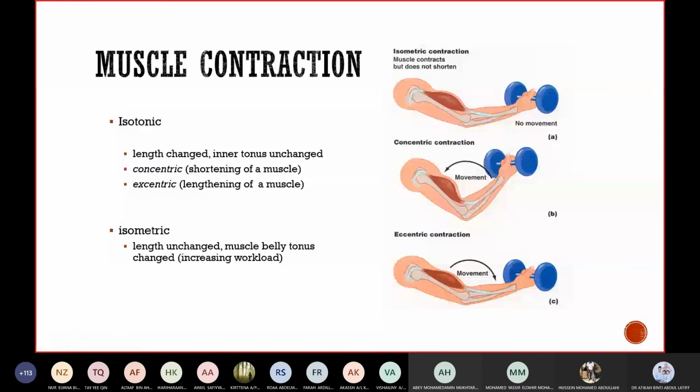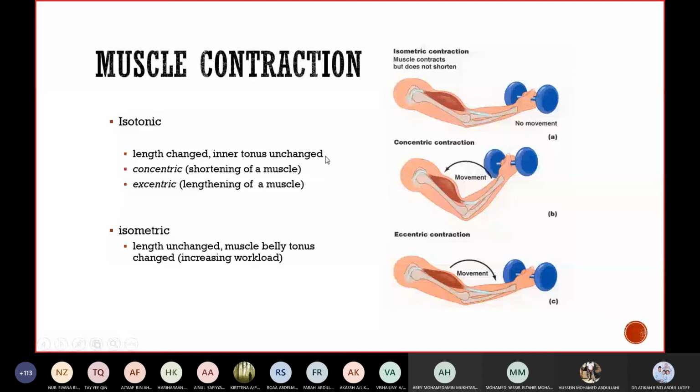In terms of muscle contraction, there are 3 types. One, the isotonic, is divided into 2, the concentric and eccentric contraction, and there's another contraction called the isometric. In isotonic contraction, length is changed, however the tonus is unchanged.